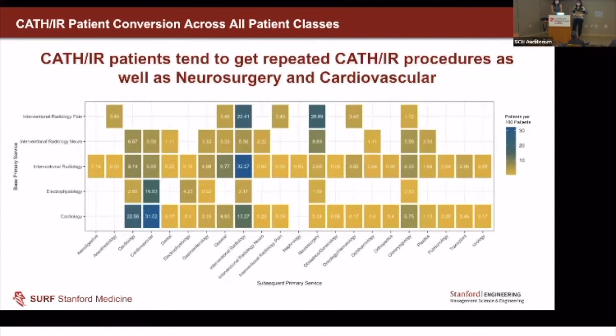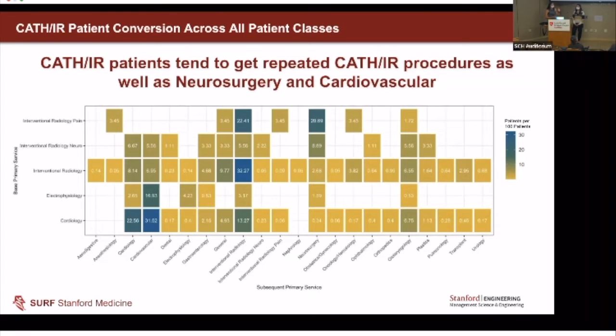Okay, so next, we were looking at the association between the different service lines. So in this graph on the y-axis is the base primary service. So to calculate the values in this graph, we looked at a patient's first visit to a given service line. So that would be the base primary service. And then we tallied the subsequent visits by service line, and that would be the subsequent primary service on the x-axis. And then we figured out the fraction, or the rate per 100 patients for each service line. So as you can see here, the cath-IR patients tend to get repeated cath-IR procedures as well as neurosurgery and cardiovascular.